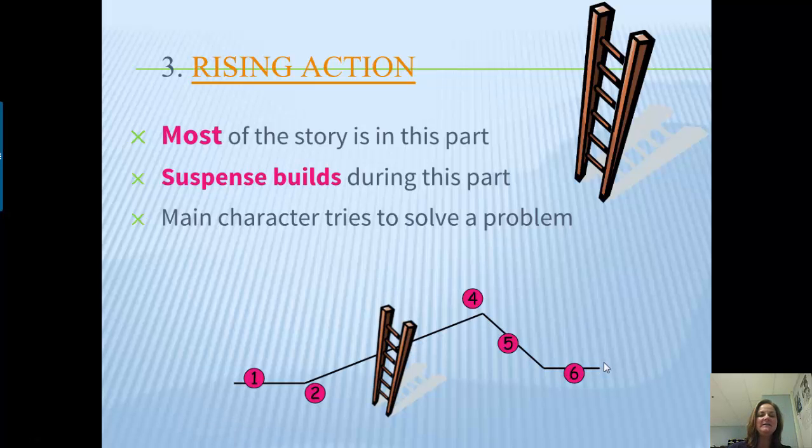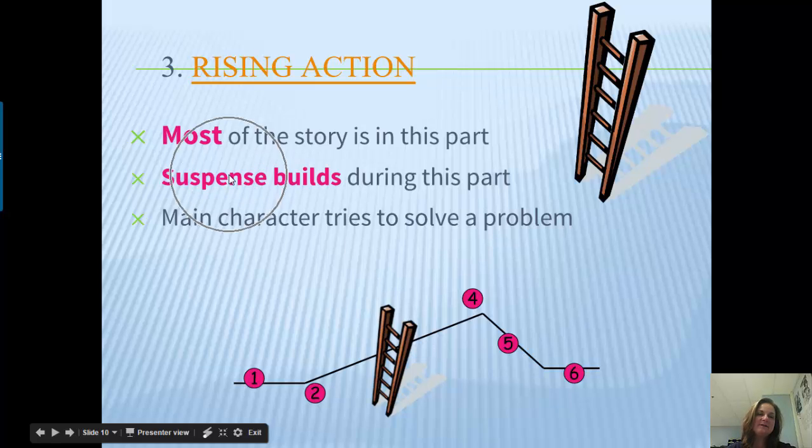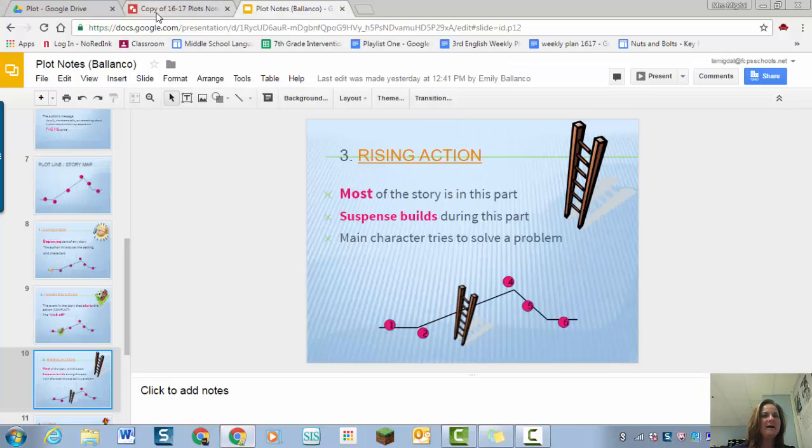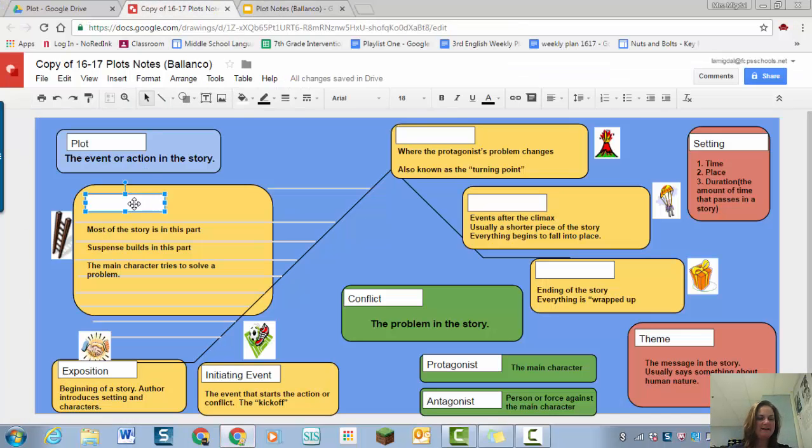So think of it as a line, but the way we've pulled it up and down shows you where the story is getting exciting. This is the biggest part of the story, and it's where the suspense, the excitement, starts to build. And the main character is usually trying to solve a problem, okay? So here we go, that's right here. We're going to call this the rising action. And again, look how steep it is. It's getting more and more and more exciting, okay?